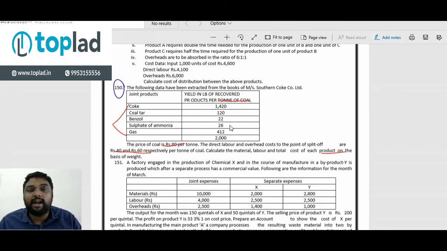We have to apportion the cost, and here they tell us to apportion on the basis of weight. The weight is already given in tons of coal. Are you ready? One of the easiest methods. Shall we start? Yes.